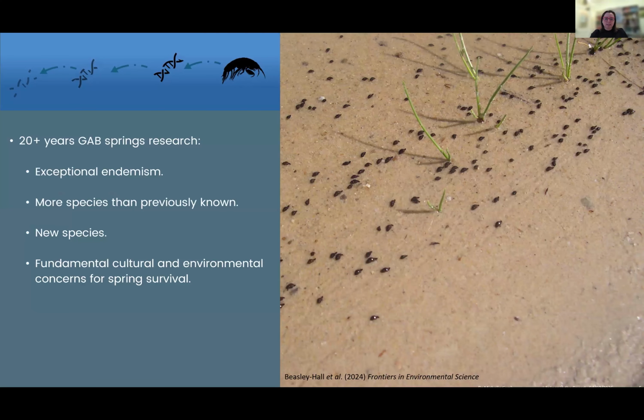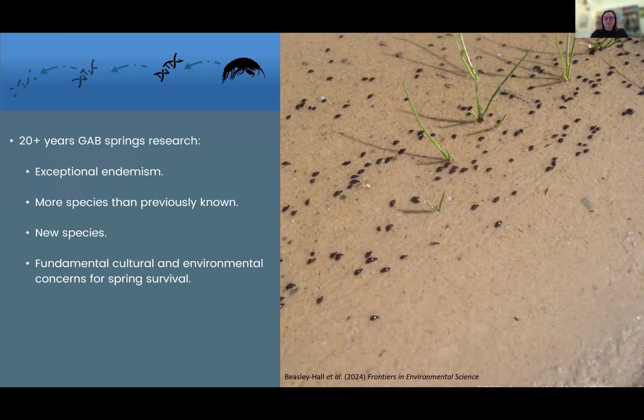But we also recognise that there are fundamental cultural and environmental concerns for spring survival. And so Rod and Renee have identified that, and in collaboration with Arabana Aboriginal Corporation, who are the traditional owners of the region specifically that we've worked in, we understand their concerns with extinction of some springs in that region. And we expanded on that a little bit in a recent paper in Frontiers in Environmental Science.